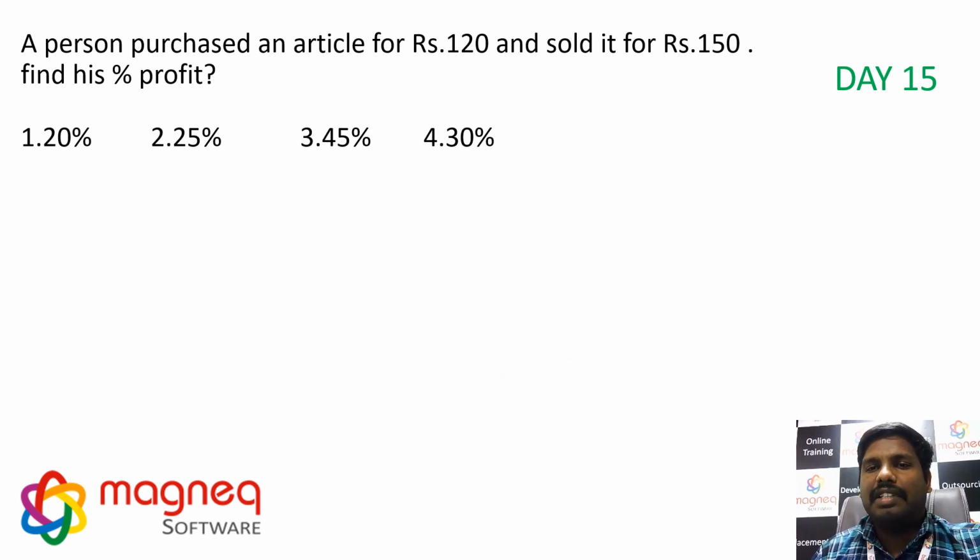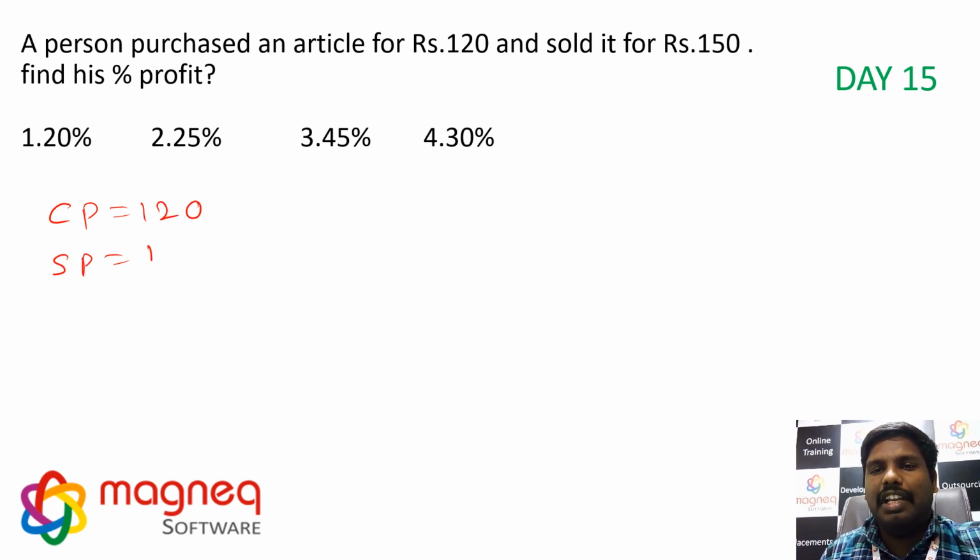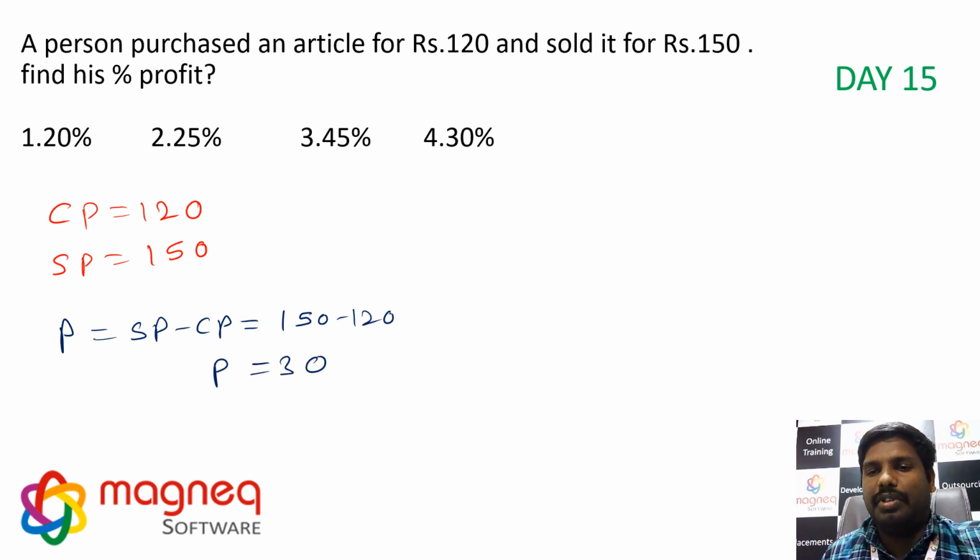A person purchased an article for 120 rupees and sold it for 150 rupees. Find his percentage profit. So, cost price 120 rupees, selling price 150 rupees. Selling price is higher than cost price, means profit. Profit equals selling price minus cost price, 150 minus 120. So, 30 rupees. Profit 30 rupees.